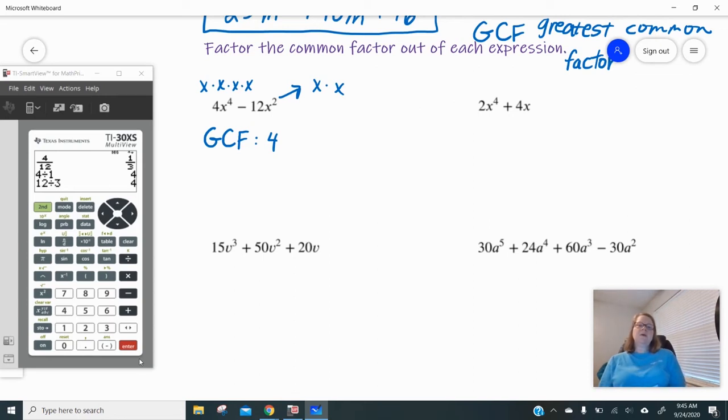So there are 2 x's here and 2 x's here. That's the most they can have in common, is 2 of them, because even though there's 4 over here, there's only 2 here, so they don't have that in common. They just have the 2 in common. So I'm going to put 4x squared, because it's 2 of the x's they have in common, and those are x's that are multiplied together. So that's why it's x squared, not 2x. Sometimes students get confused by that.